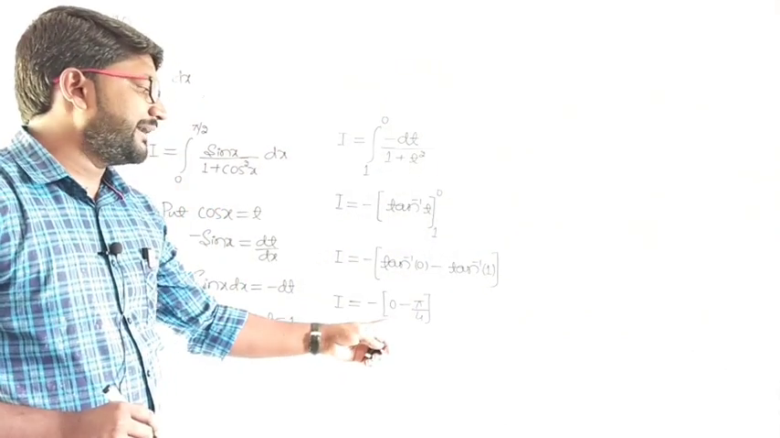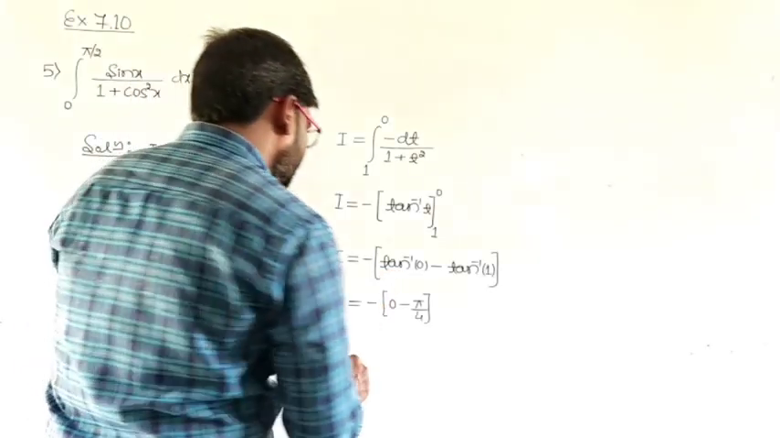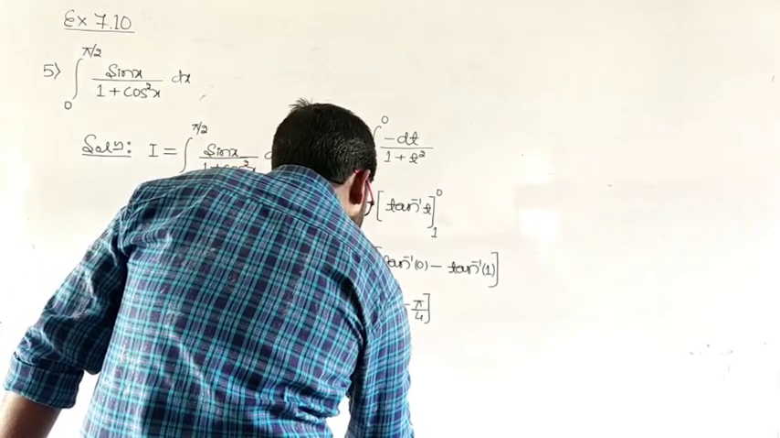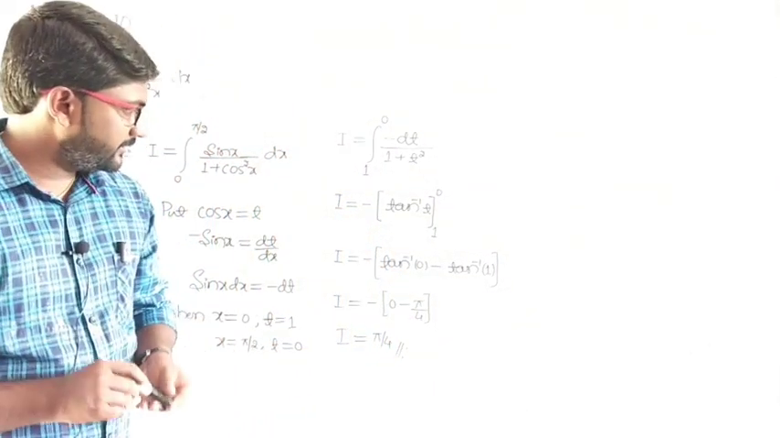So now 0 minus pi by 4 is minus pi by 4, and outside you have the minus sign. So we get plus pi by 4. I is equal to pi by 4. So this is the answer for the fifth problem.